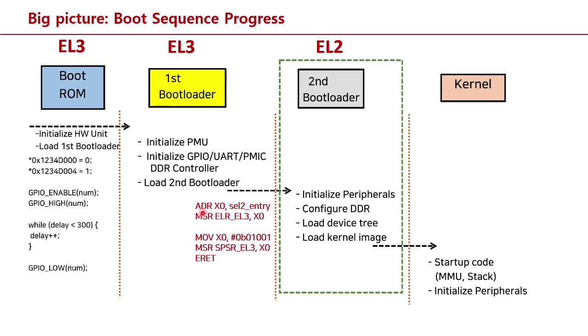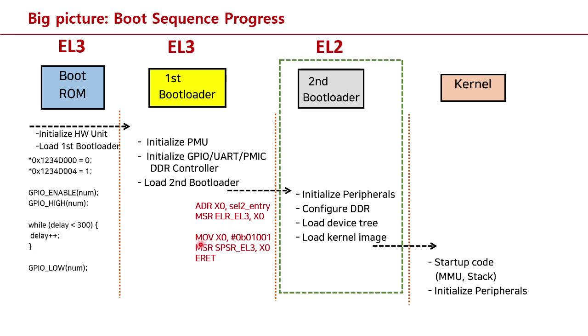Here, after this assembly instruction, the X register has the entry address for this label. This label is available inside the second bootloader. That is the entry point for the second bootloader. And then after we run this assembly instruction, the value of the X register is written to the ELR_EL3 register.